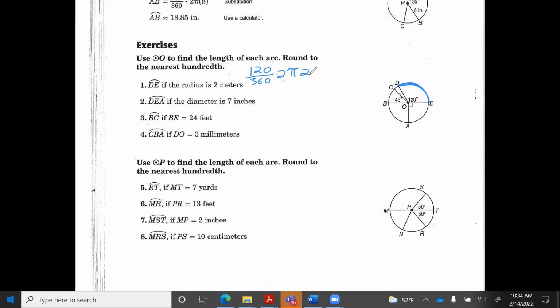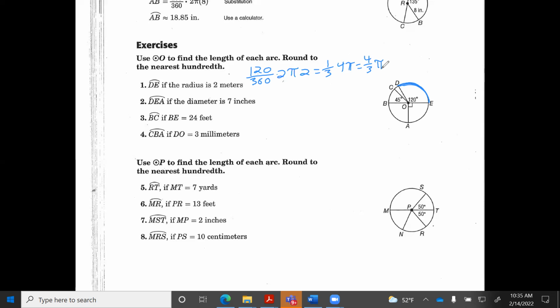Now, I said I'm going to show simplifying this as well. 120 out of 360, it helps to know your fractions a little bit when it comes to a circle, but 120 out of 360 reduces all the way down to what? What is 120 out of 360? So that is exactly 1/3. Now, 2 times 2, that's 4. So I have 1/3 times 4 times pi. 1/3 times 4, that can be simplified as well. That's just 4/3.